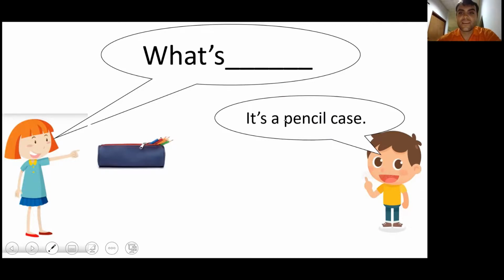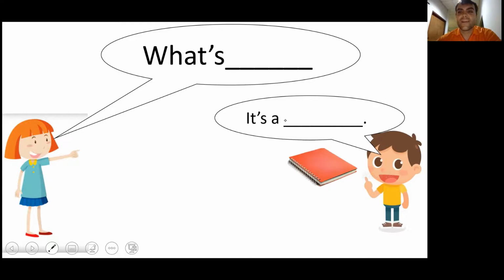Now what does she say? She says, what's this? And the boy says, it's a pencil case. All right, now what does she say? She says, what's that or what's this? Which one? Right, what's that? And then what does he say? Right, he says, it's a notebook.